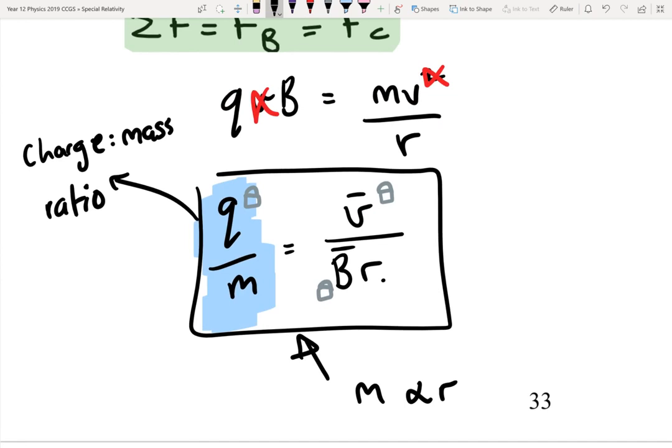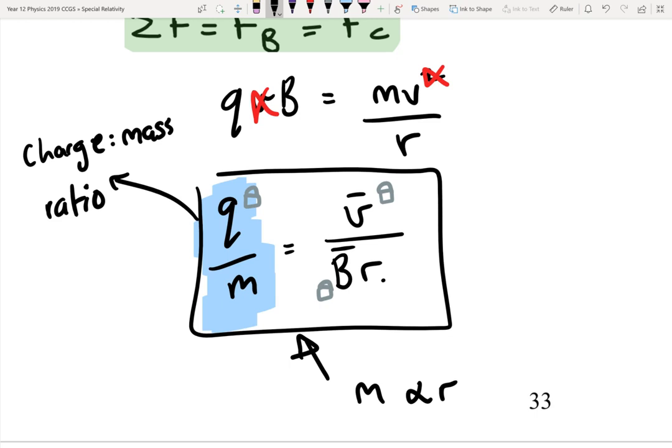And all charged particles have a charge to mass ratio. You're either going to have a charge of 1 or 2 or 3, depending on your ion. An electron has the highest charge to mass because it has a fundamental charge of 1, and its mass is like 1,200 times lighter than a proton.